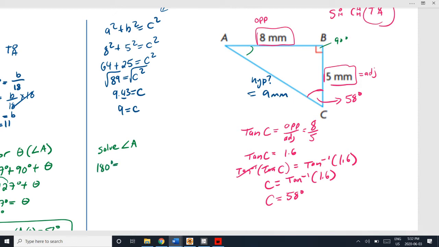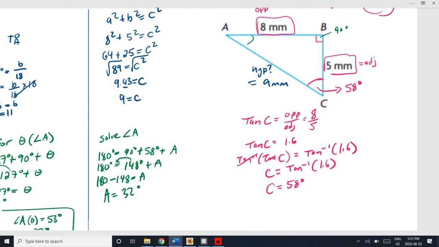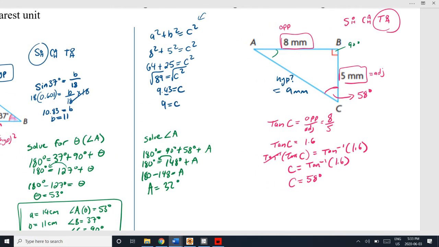180 degrees is equal to 90 degrees plus 58 degrees plus angle A. We can add these two together. 58 plus 90 is 148 degrees, equal to 180 minus A. All we have to do is move that over to the other side to solve for A. 180 minus 148 is equal to A. A is equal to 32 degrees. Then we can label everything here. Before we do that, let's fill this in. This is 32 degrees.